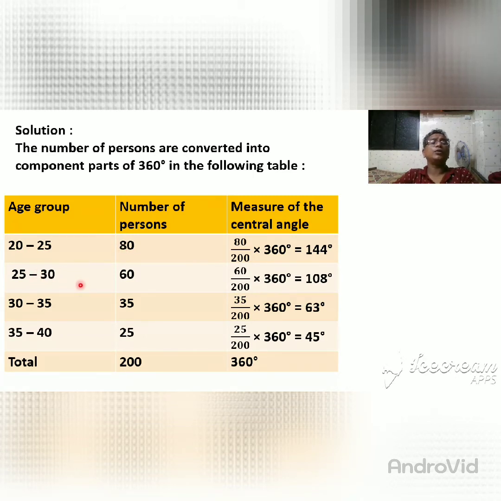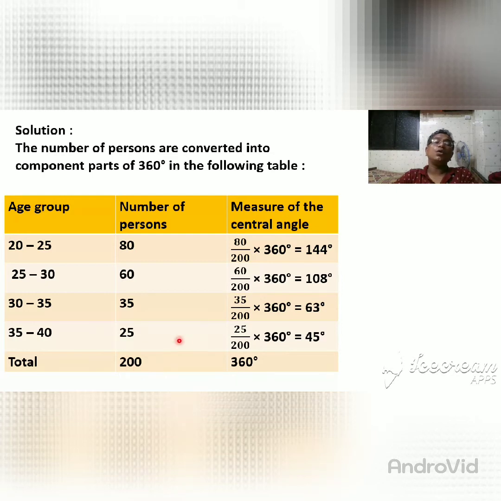Then 25 to 30, number of persons 60. 30 to 35, number of persons 35. 35 to 40, number of persons 25. So we do the sum of these numbers. So what is it? 0 plus 0 is 0, 0 plus 5 is 5, 5 plus 5 is 10, 2 plus 1 is 3, 3 plus 3 is 6, 6 plus 6 is 12, 12 plus 8 is 20. So you get 200 here.